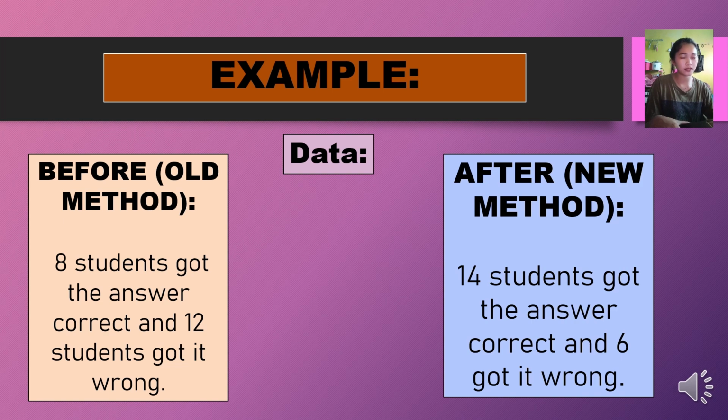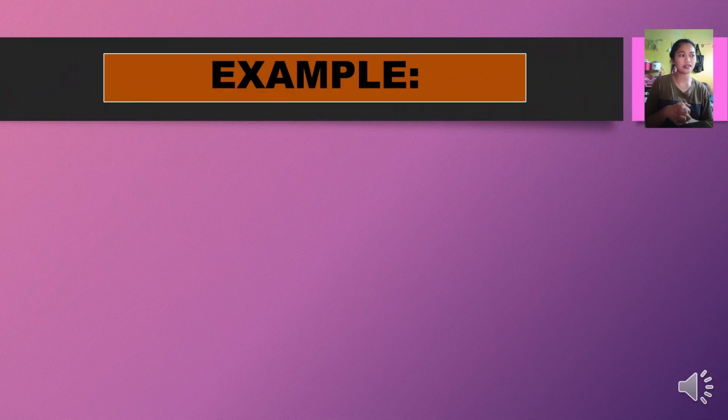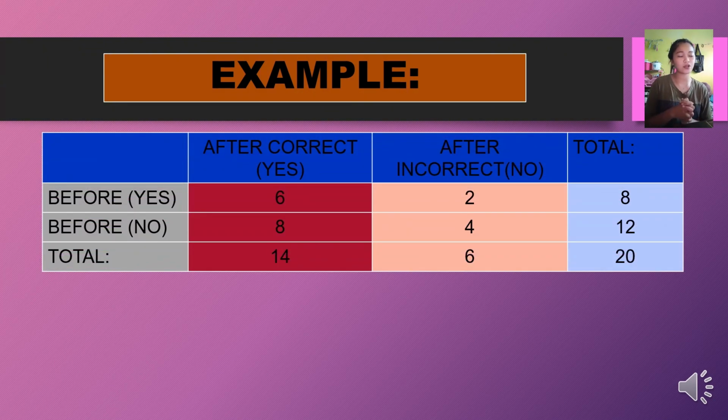So, our data: we have the before, or old method. This is what I said earlier: before and after, or old and new. In our old method, 8 students got the answer correct and 12 students got it wrong. In the after, or new method, 14 students got the answer correct and 6 got it wrong. So we will put this in a contingency table for us to be able to understand more of our data.